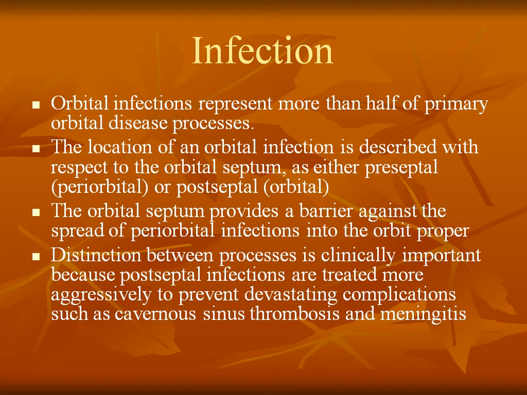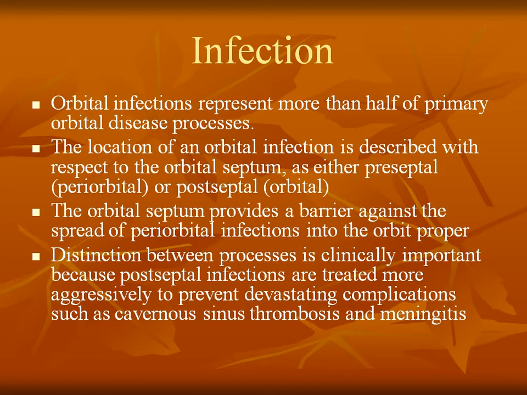The first and most common non-traumatic orbital emergency is infections. Orbital infections represent more than half of the primary orbital disease processes. The location of the orbital infection is described with respect to the orbital septum. It's either preseptal or postseptal. The preseptal can also be described as periorbital, and the postseptal is orbital. The orbital septum is a barrier against the spread of periorbital infections to the orbit proper. So the distinction between the processes is clinically important.